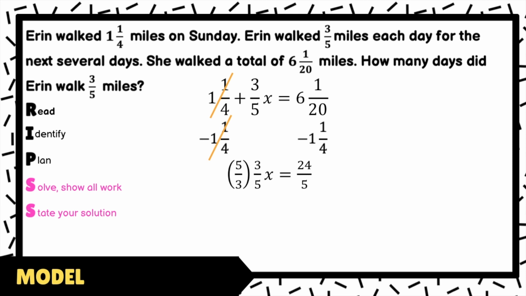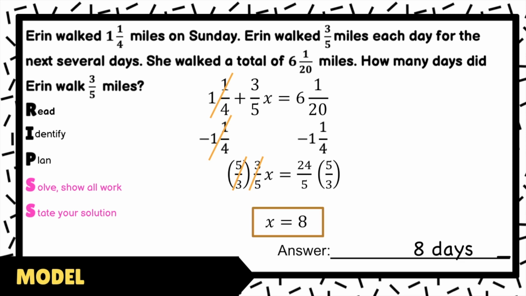Now we have to multiply both sides of the equation by the reciprocal of 3/5, which is 5/3. And when we multiply that on both sides, it cancels out on the left. And now we have x by itself. And when we multiply 24/5 times 5/3, we get x equals 8. So now that we've solved the equation, we can state our solution. Erin walked 8 days.